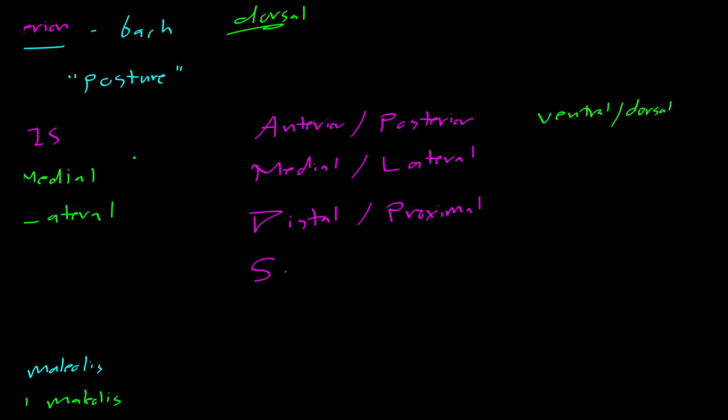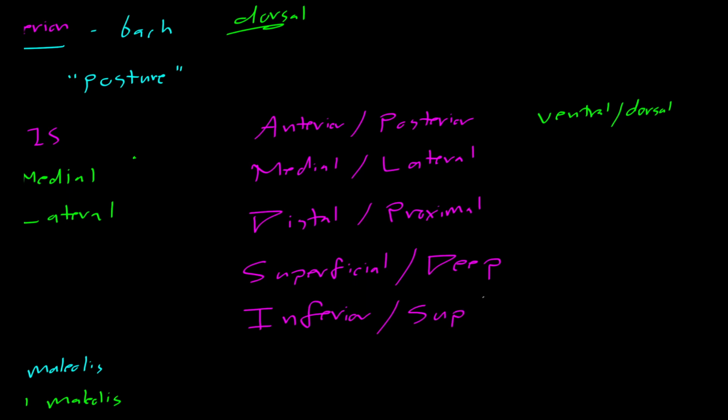We learned about superficial and deep. Superficial being close to the surface, deep being further in. We learned about inferior and superior. Inferior meaning further down towards the bottom, towards the ground. And superior meaning above, on top of, right? Super, that's what that means. Superior. And then lastly, we learned about greater and lesser.